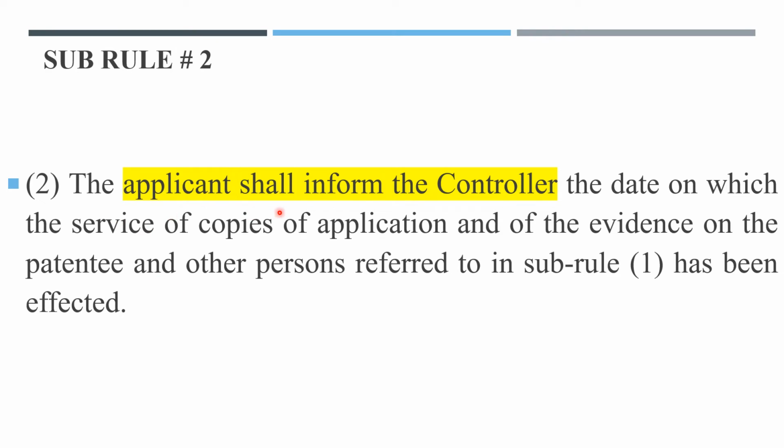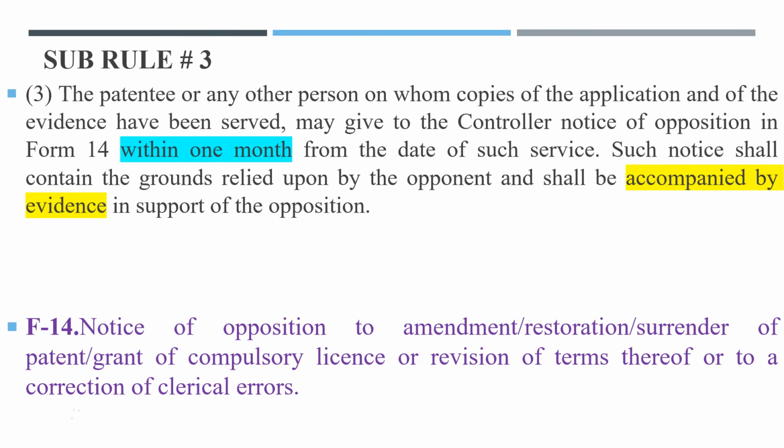The applicant shall inform the controller the date. What is the date? The date on which the service of copies of the application and of the evidence, that means the supporting evidence, on the patentee and other persons referred to in sub-rule 1, as we just discussed, has been effected. Okay, so I think this is also clear now. Let us proceed to sub-rule number 3.